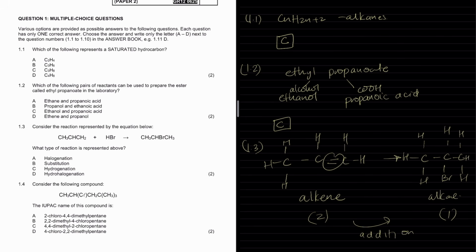And if you're looking at the addition reactions, what type of addition reaction would this be? So you are adding a hydrogen. So we've added a hydrogen here. And we are also adding a halogen. So the answer is going to be D, hydrohalogenation.